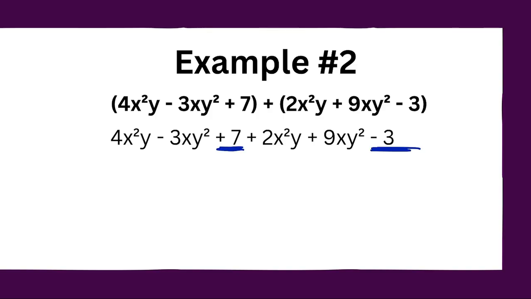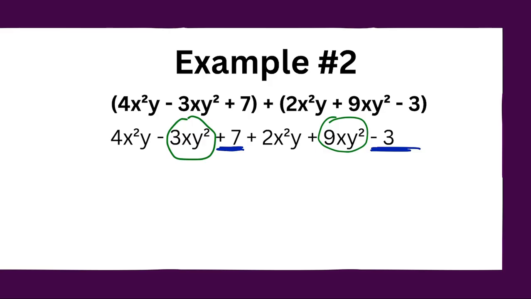I noticed that I'm going to start with my constants. I have 7, positive 7, and negative 3. These terms are alike. Now, going on to more terms, I have 3xy to the power of 2, and I have 9xy to the power of 2. These two look the same, just different numbers in front of them, but they are still the same terms, and I could group them together because they are like terms.